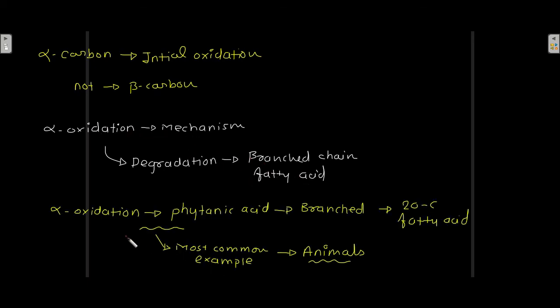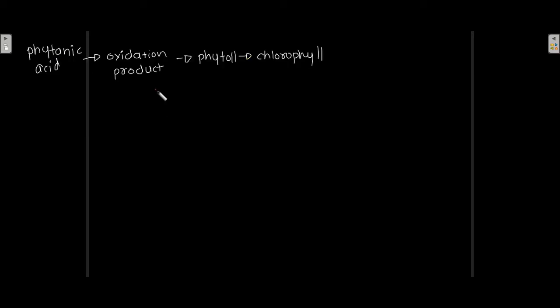Now, the alpha oxidation of phytanic acid, which is a branched 20 carbon fatty acid, is the most common example in animals. In animals, the alpha oxidation of this phytanic acid keeps taking place, and this phytanic acid is a branched 20 carbon fatty acid. Now this phytanic acid is an oxidation product of phytol of chlorophyll. In chlorophyll you have phytol. If you oxidize it, then you will get phytanic acid.